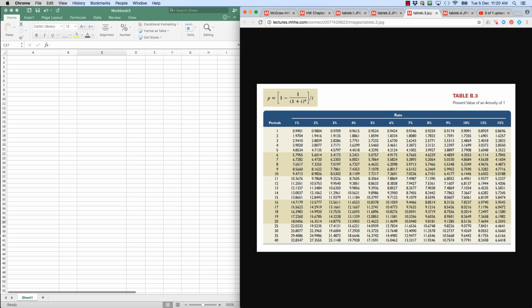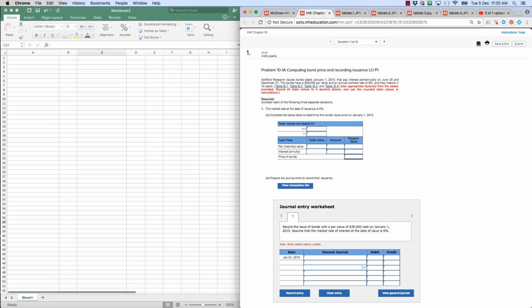And then here we've got present value of an annuity. Annuity is just a series of equally spaced payments of the exact same amount. And it's the amount of money we would need to save today in order to be able to withdraw a given amount, the amount of the annuity, each period at a given interest rate. So let's take a look at that question.